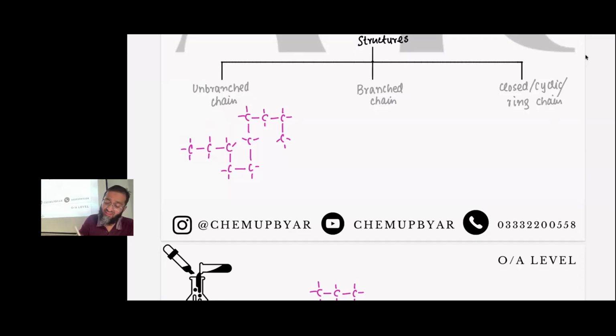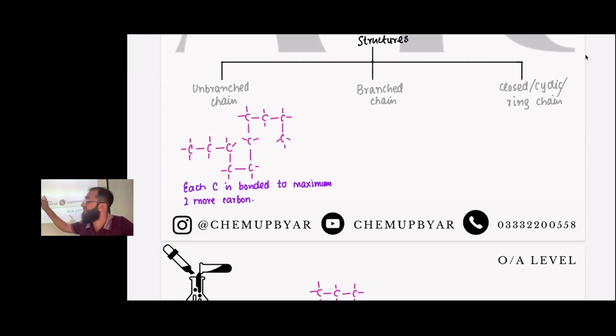Okay. So one thing that you need to remember for this is that each carbon is bonded to a maximum of two more carbons. If you find this in the structure, then it is always a straight chain or unbranched structure, whether it is jumbled like this or drawn in a straight way.